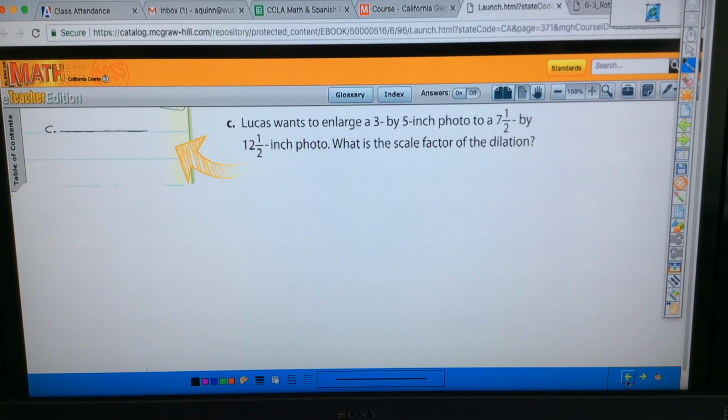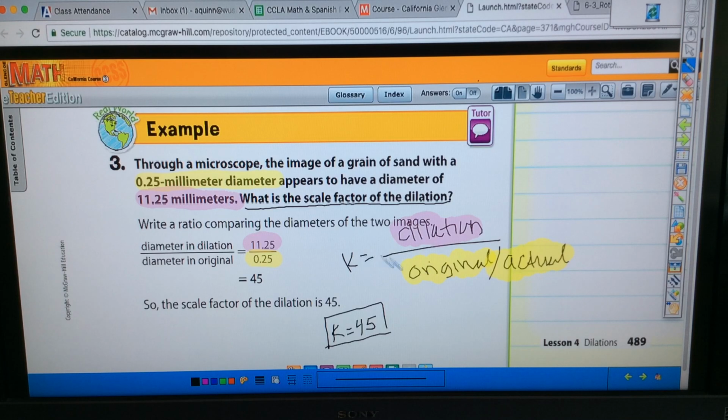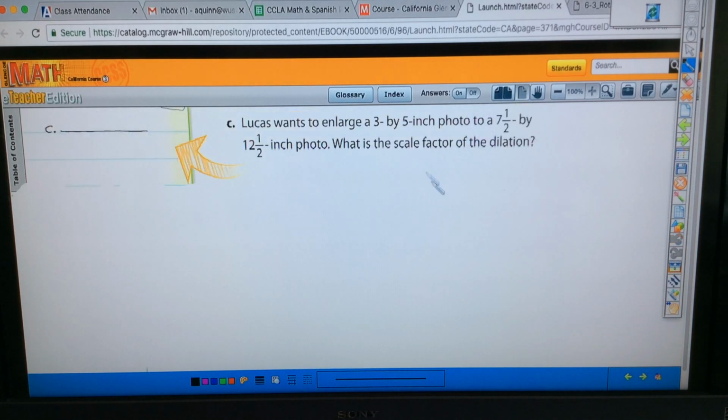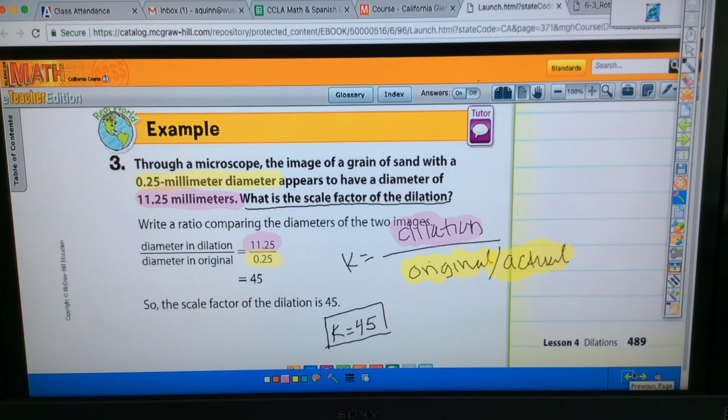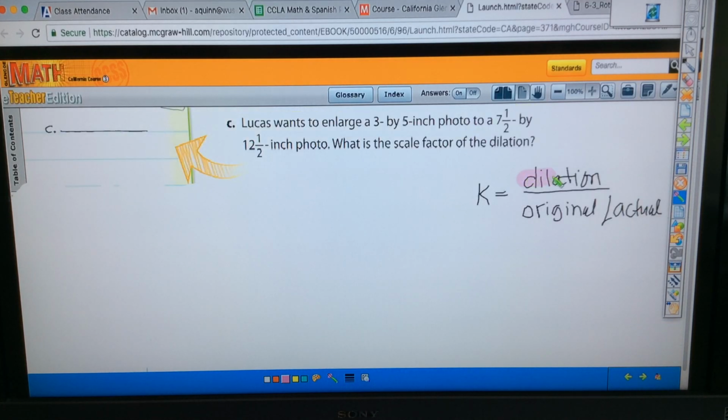I'm going to copy what I did here. I'm going to say K is equal to dilation over the original slash actual. The scale factor is equal to the dilation over the original slash actual. So the real dimension is basically what I'm referring to here. Just be consistent with my color coding: I have the dilation in pink, and I have the original or actual size in yellow.